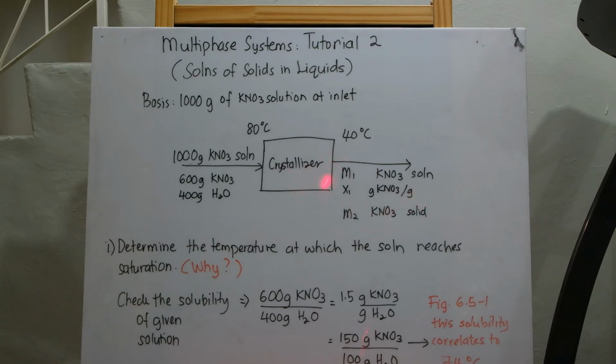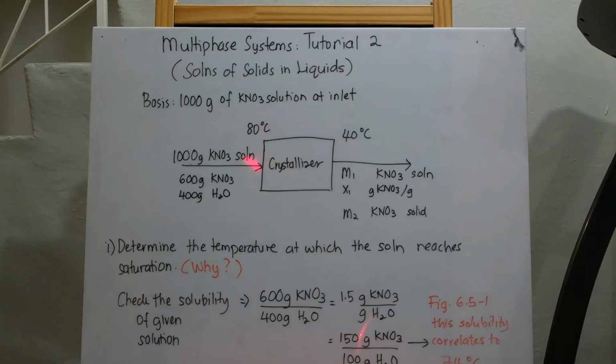But sometimes you may see they use crystallizer plus dryer, so you will see two lines. But if it's just crystallizer, normally it has one line unless it's mentioned otherwise in your question. Okay, right, so the first question for these problems wants us to determine the temperature at which the solution reaches saturation. Which solution is mentioned? Definitely it refers to the inlet solution, the feed.